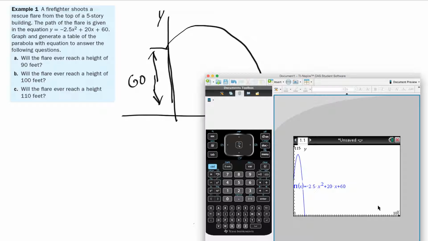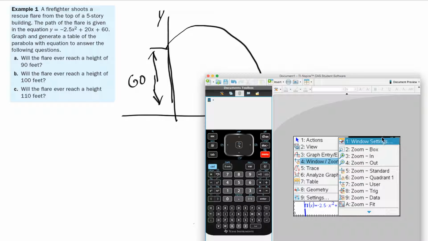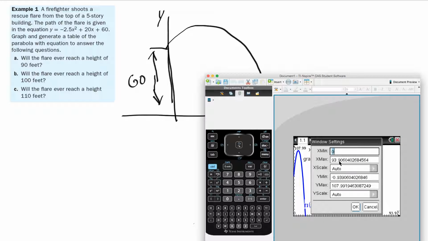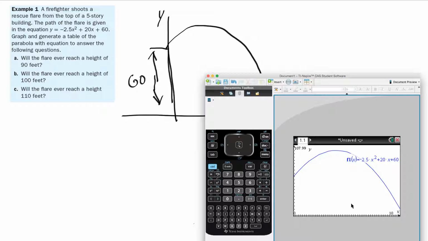And I can see I got the x-axis way too far out. So we'll bring that in and make x max 10. Okay, a little better. I could have come in not quite so far, but I can see the top of the curve. I can see my starting point, which is 60. I know that from the equation.